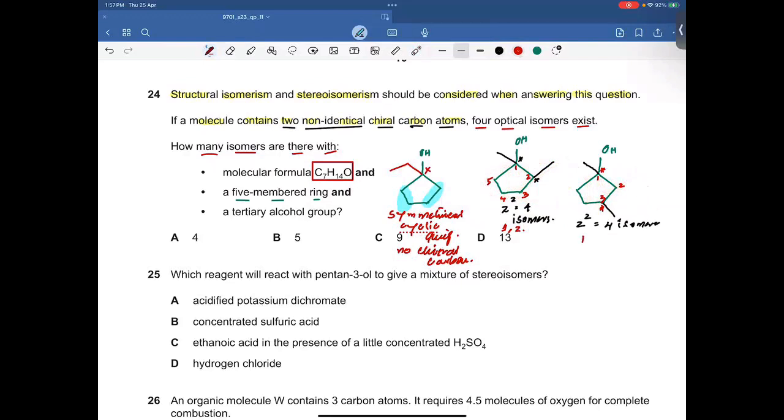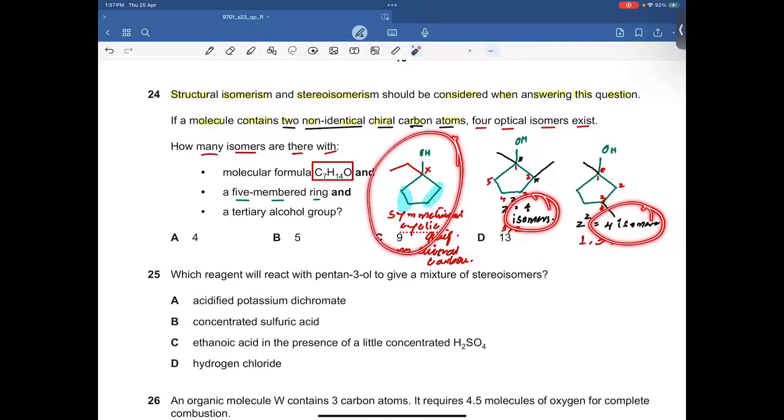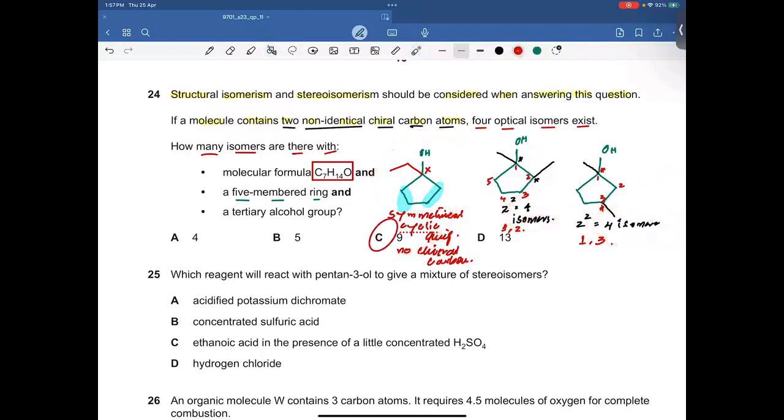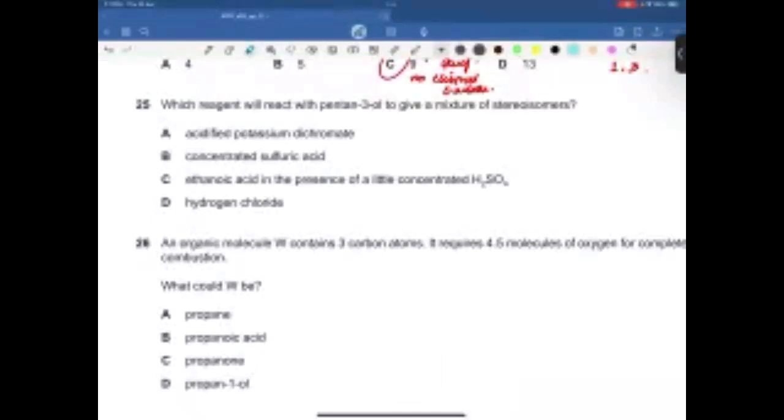And in this, we have alkyl group on first and third carbon atom. So in total, how many stereoisomers? 4 plus 4, 8 stereoisomers. This could be the structural isomer with respect to these two, which means in total we have 9 isomers, and therefore C is going to be the right answer. So let's start question number 25.